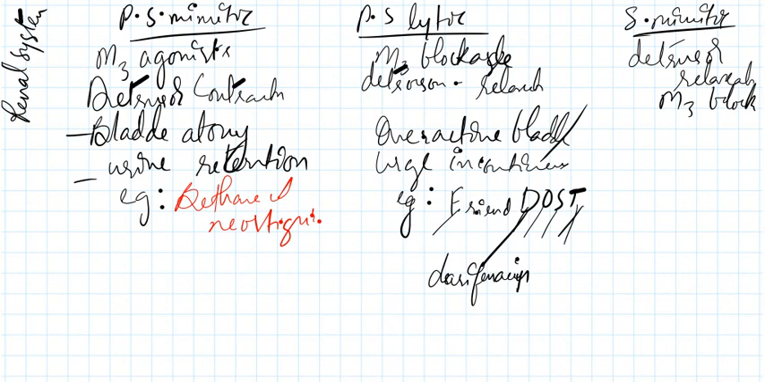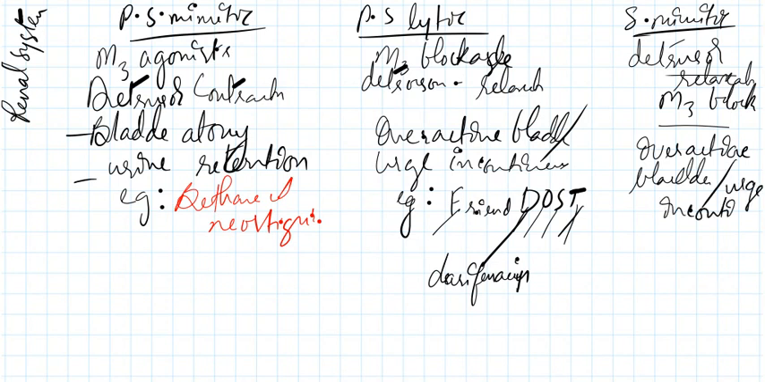Just remember these points. Now, if you come to sympathomimetics, they cause detrusor relaxation. We use them in overactive bladder and urge incontinence, same as parasympatholytics. Now, what are the drugs? Mirabegron or vibegron. These two are beta 3 agonists.